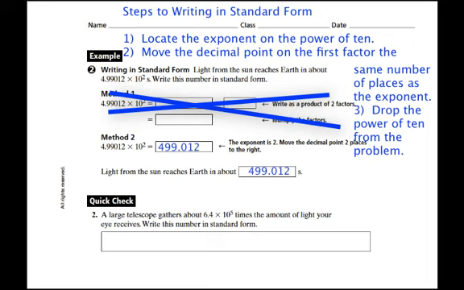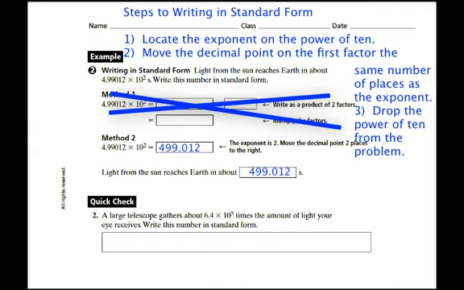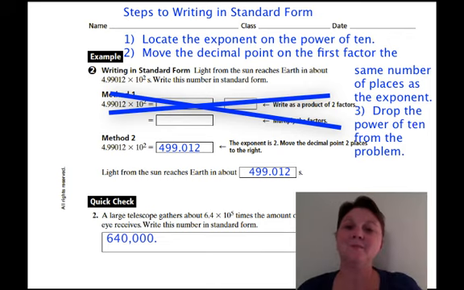For the quick check, a large telescope gathers 6.4 times 10 to the 5th times the amount of light your eye receives. Write the number in standard form. Well, our exponent on our power of 10 is 5. That means we're going to be moving our decimal point 5 places to the right. When we move it 5 places to the right, we have 6, 4, 0, 0, 0, 0. This would be 640,000. Pause the video at this time if you need more time to copy down these notes.